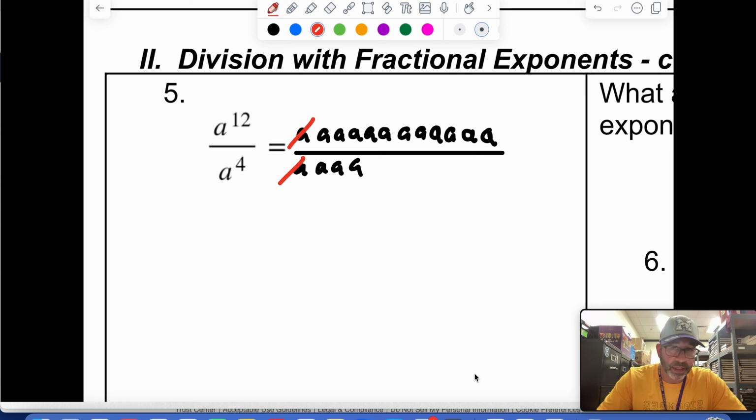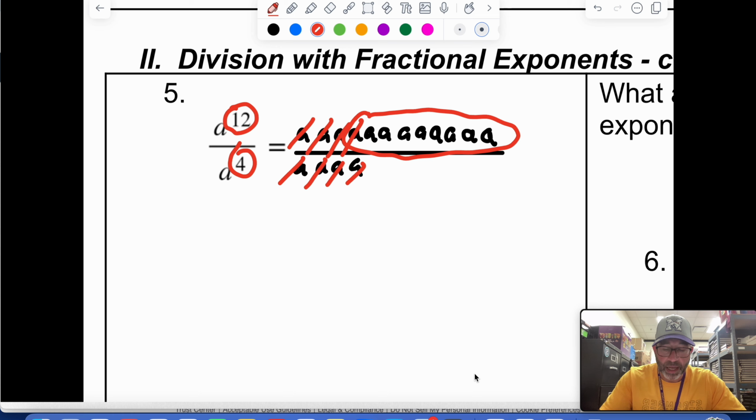One of these A's will take out one of them. One takes out the other. One takes out the other. One takes out the other. And so you look at what we're left with. We're left with 8. Well, how can we have gotten that faster? If you remember, we take these two numbers and we say it's a to the 12 minus 4, which is going to equal 8.